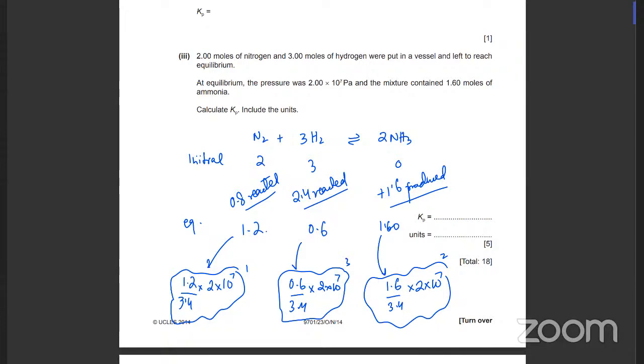I said, make sure if you round things at every step, there's going to be a rounding error.